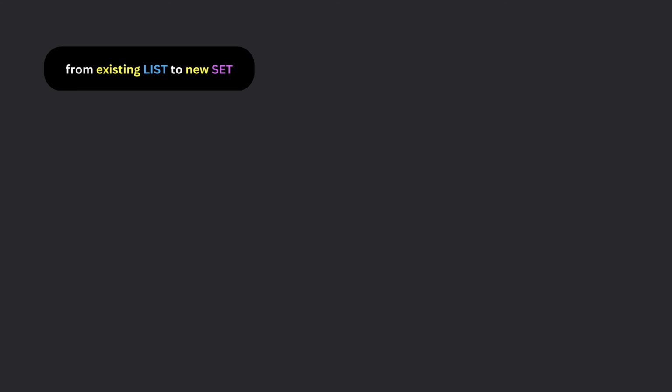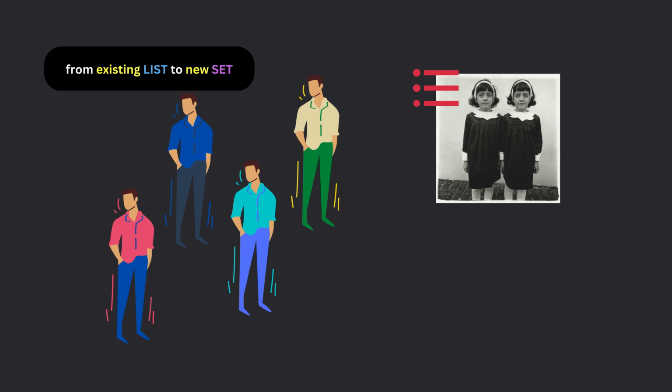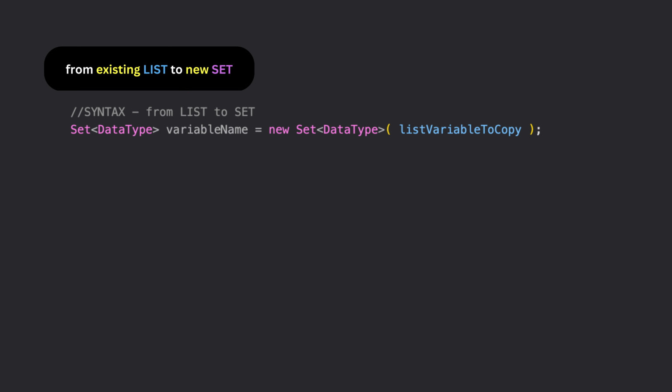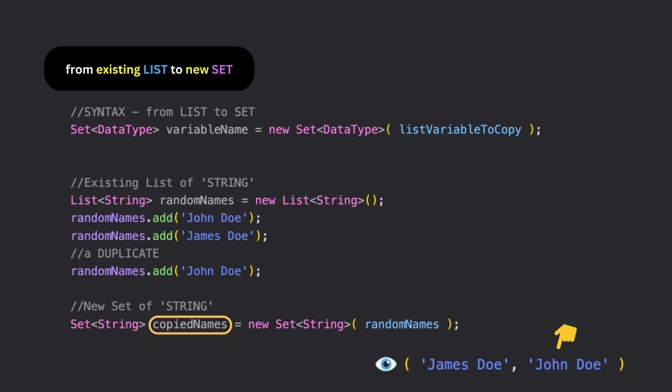To copy list to a new set is critical to understand. The reason being, set is a collection of unique values. Therefore, if the existing list has duplicates, they will get merged into one. Here's the syntax for passing existing list to a set. Define a set and within the parentheses, pass the list variable name. Let's take the example of random names list. Within this list, we have a duplicate value. If we were to visualize this, we would get something as such, where we have John Doe twice. But if we pass the list to a set, those duplicates get stripped down.